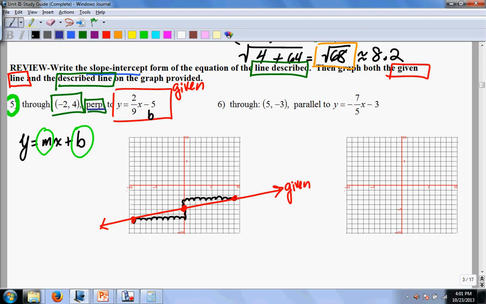So let's write our equations out, what we know about slope. For perpendicular lines, we know that the slope times the slope has to equal negative 1. For parallel lines, it's slope equals slope. That you should have memorized.